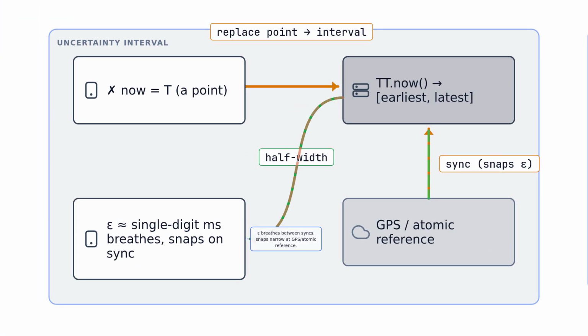Instead of returning an instant, TrueTime returns an interval, earliest and latest, guaranteeing the true time is somewhere inside it. The width is uncertainty, made explicit. It grows between syncs and snaps narrow at a GPS or atomic reference. Small, single-digit milliseconds, but never zero.